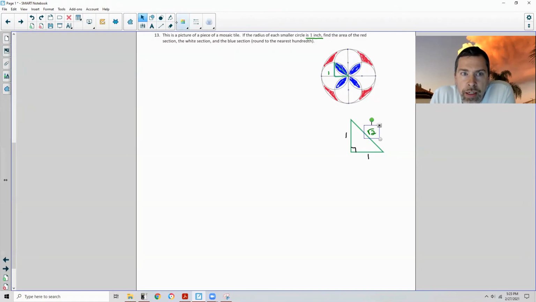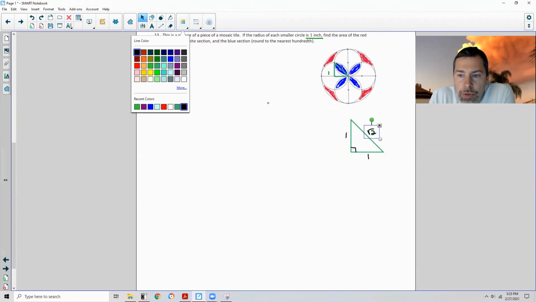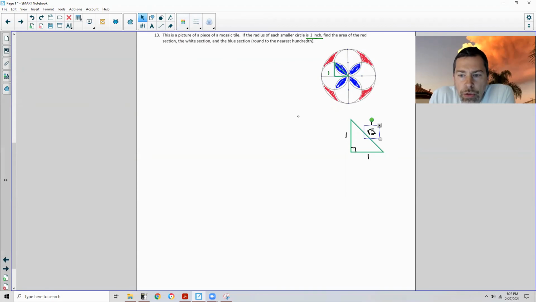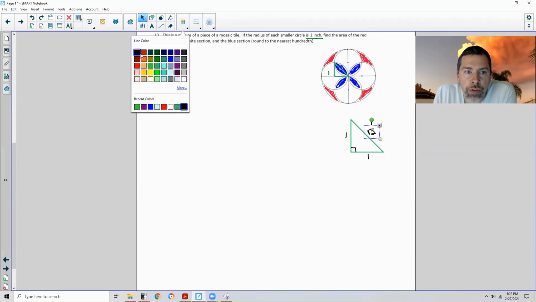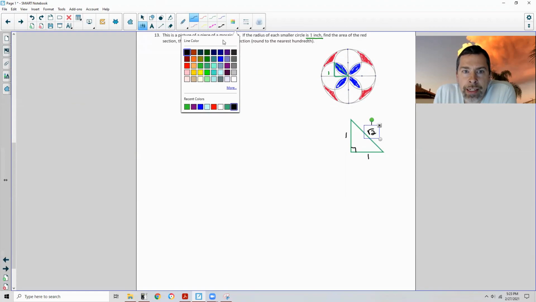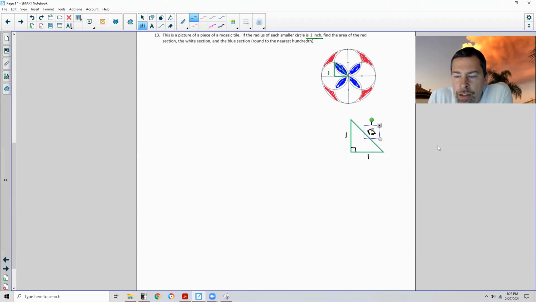And how about I just put that as the same color as all the other measurements like that? Okay, so we have the square root of 2 for the hypotenuse. Is that necessary? Do we need that? Maybe not. All right, so anyhow, here is the triangle.